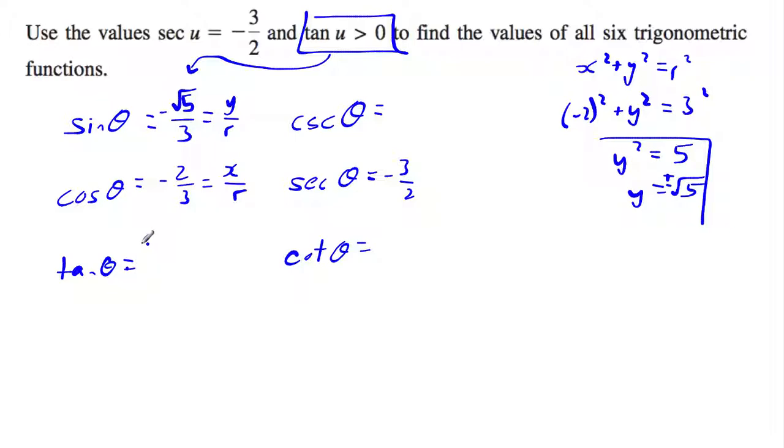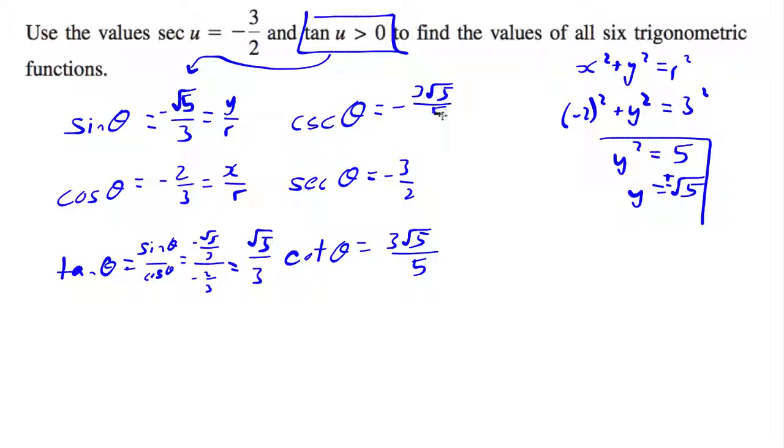So tangent is going to be sine of theta over cosine of theta. So that is negative root 5 over 3 divided by negative 2 over 3. And 3's cancel out, so we get root 5 over 2. And then over here, we're going to have 3 root 5 over 5 after flipping this and then reducing the radical. And then over here, this is going to be a negative 3 root 5 over 5. Oh, sorry, that should be a 2. These should all be 2's.